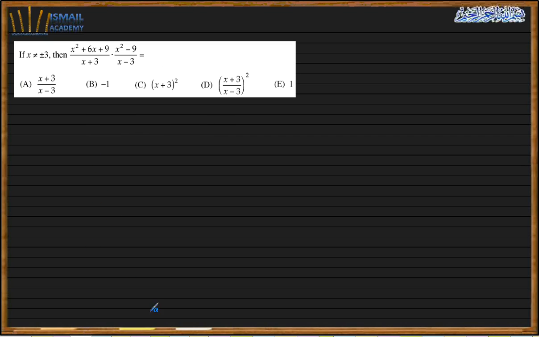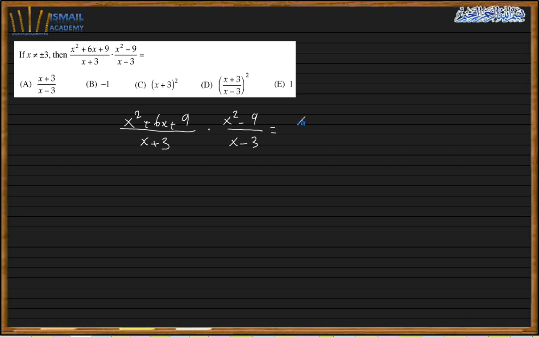So here we have x squared plus 6x plus 9 over x plus 3, times x squared minus 9 over x minus 3. Here they ask me to simplify. So what I do, I factor this.